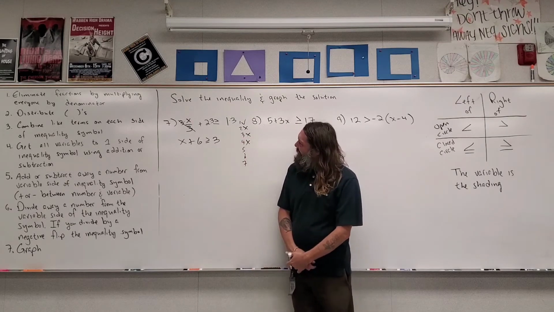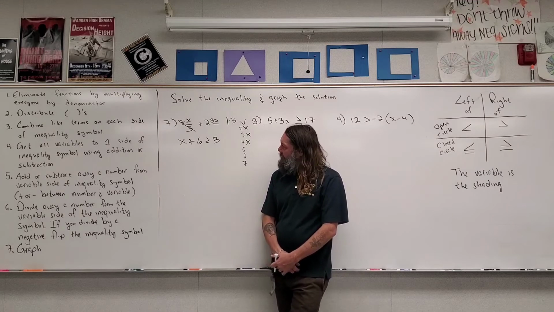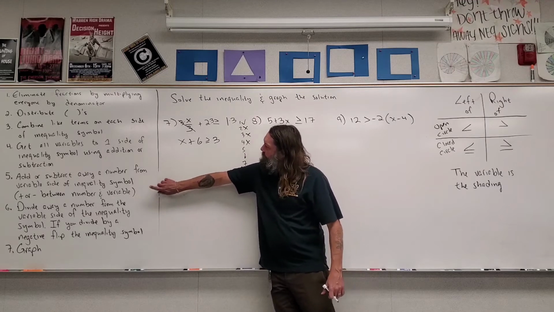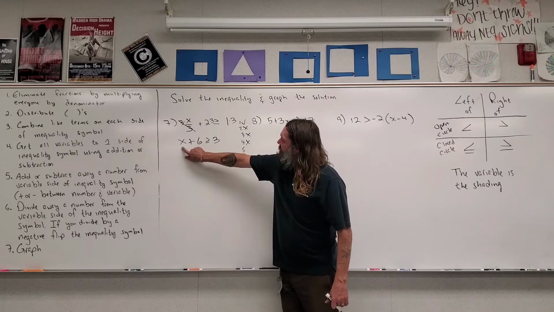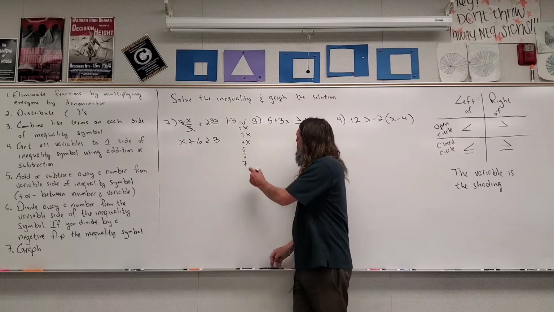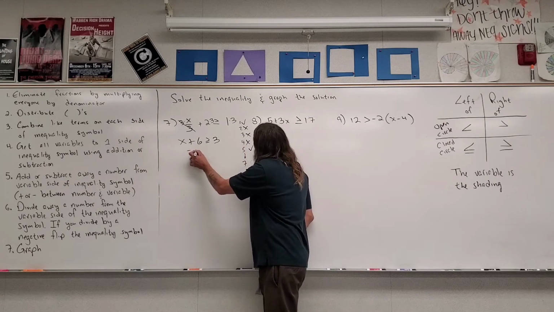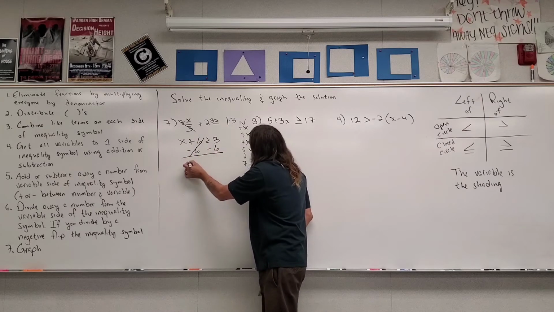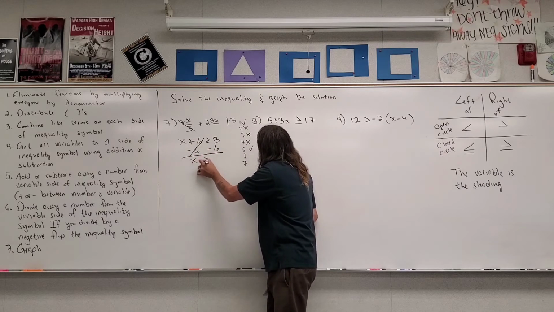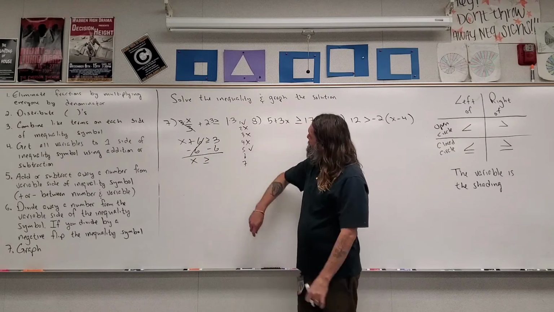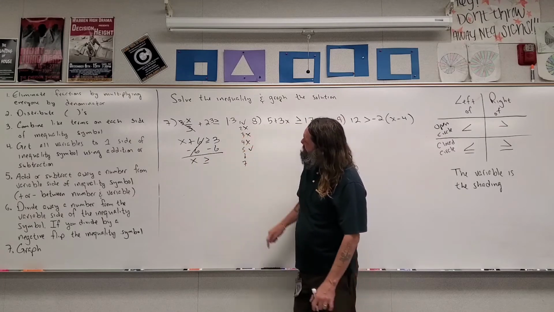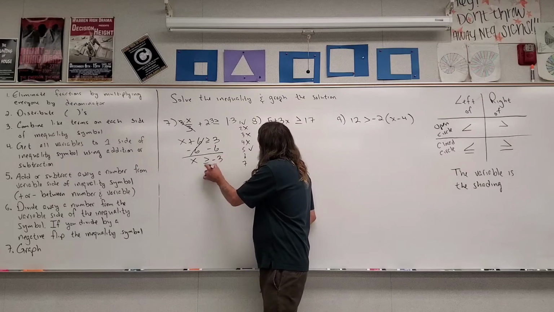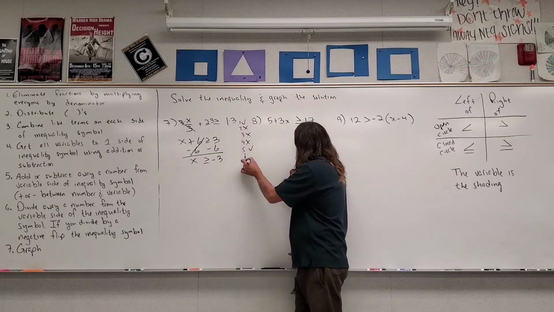Step 5, can I add or subtract away a number from the variable side? I can, because I have a plus or minus between my number and my variable on the variable side, so I can do step 5. I can make the plus 6 go away by subtracting it to both sides. And now I'm left with the x is right of, or the shading is right of. If I have 3, I owe 6. That means I still owe 3. So the shading is right of negative 3.